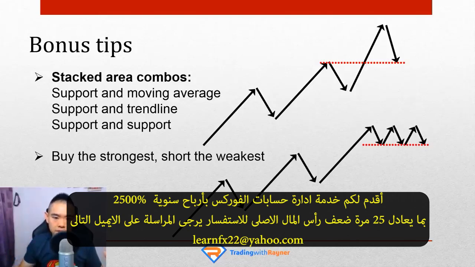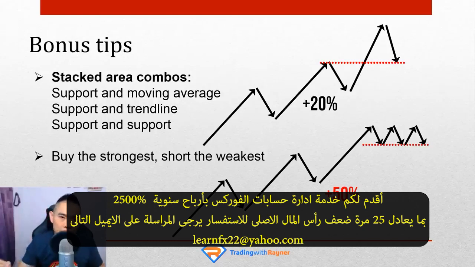Let's say this particular stock has increased 50% over the last 50 weeks, and this stock has only increased, let's say, 20% over the last 50 weeks. Then clearly, you want to be looking to buy this particular stock because it has moved more in price over the last 50 weeks that you look at. So this is what I mean by buy the strongest, short the weakest.